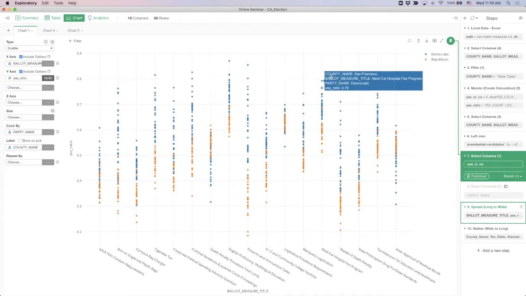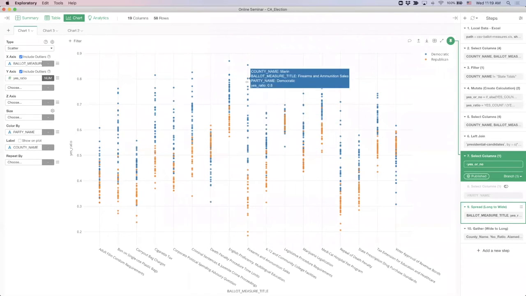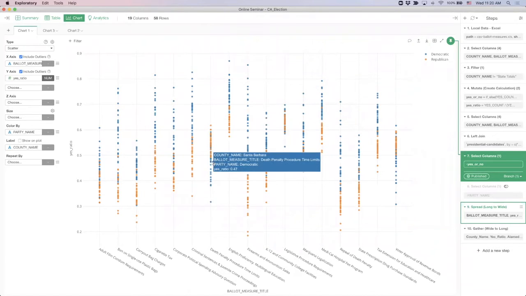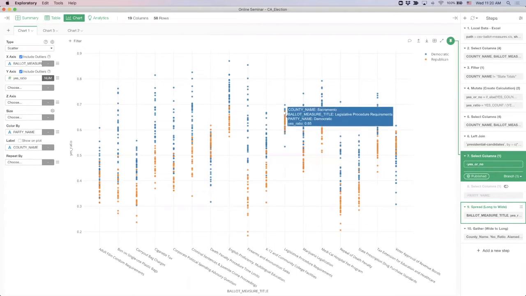You can also see the Democratic counties in blue and the Republican counties in orange. This is based on which presidential candidate they voted for as a majority. At the time, Donald Trump was the Republican and Hillary Clinton was the Democrat. So we see blue counties and orange counties. Usually blue counties are at the top and orange counties at the bottom. Some of the measures go the opposite way, with blue counties at the bottom and orange counties at the top. And for some measures, we don't really see much difference.